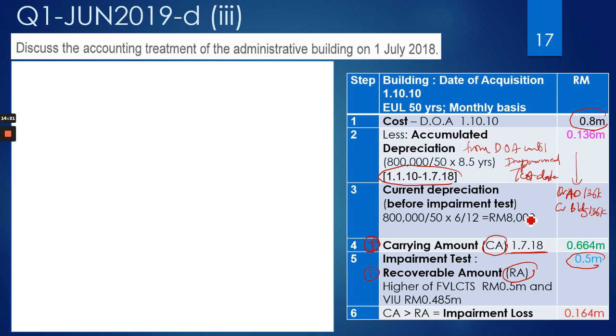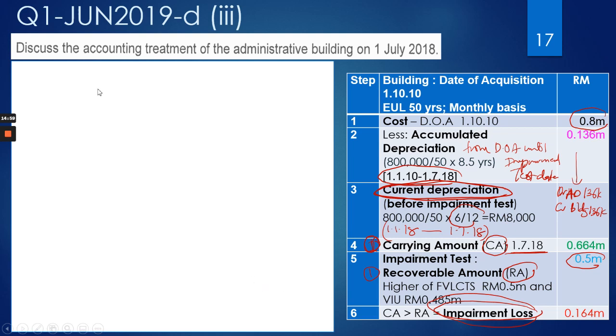In the same years, as I said, there was already some depreciation that took place from 1st of January 18 up till 1st of July 18. So that was for 6 months. So you also need to reflect that in your calculation should you be asked to prepare your SOPL, which is to show the current depreciation and not only just showing the impairment loss. So impairment loss as well as current depreciation, these two things must be reflected if you are asked to prepare an extract of SOPL.